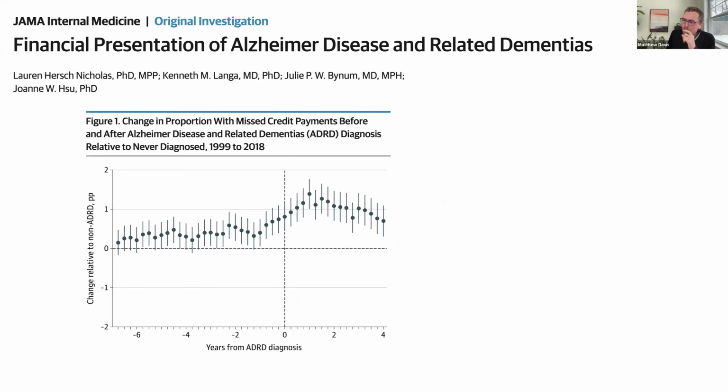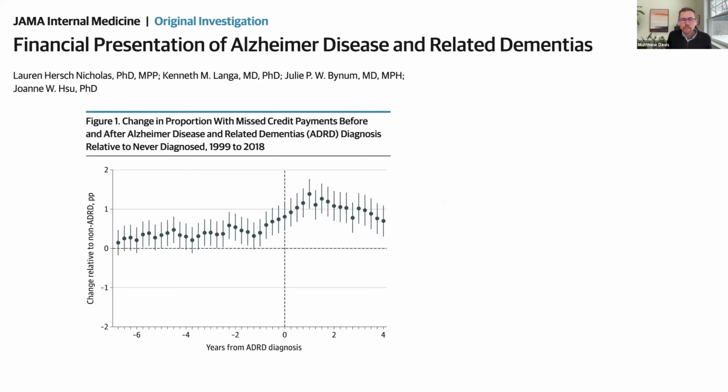Just to highlight this, here is an example. Most of the work that I have right now, I'm not a mental health researcher specifically. Most of my work is currently funded, is related to dementia in older adults.